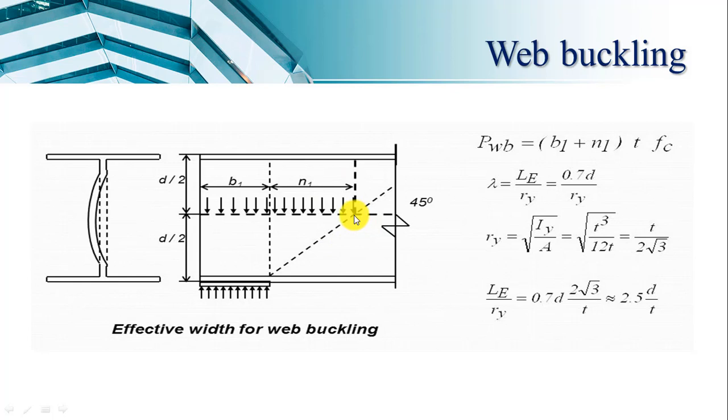Accordingly, considering this 45 degree dispersion, this N1 is calculated, and then in the given formula we need to put this value. Actually the formula is given like this: (B1 plus N1) into t into fc, where B1 means this width we need to consider, then N1. To consider N1, this dispersion of the load should be considered, means this height will be equal to this width, and that is why we can consider D by 2, by which we can get N1. t is the thickness and fc is the stress, and accordingly this calculation will be done.